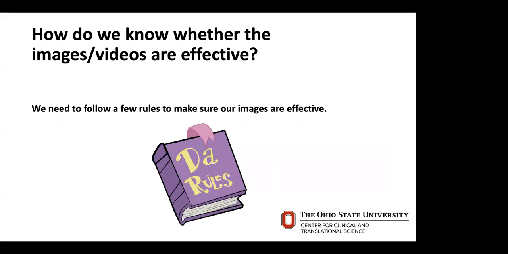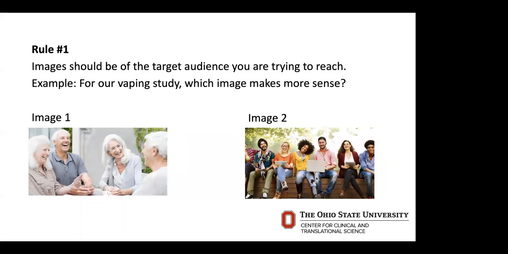So how do we know whether our images or videos are effective? This was that other question. The easiest way to do this is to follow a few simple rules. So rule one, generally, images should be of the target audience that we are trying to reach. And this makes a lot of sense when you think about this example. So if we can imagine our vaping study, and we're looking at two different types of creative for this ad, which image do you think would be more appropriate if we're trying to reach college students? Generally, people would probably say the image on the right, the second image, because it shows more of that demographic group that we're trying to reach there.